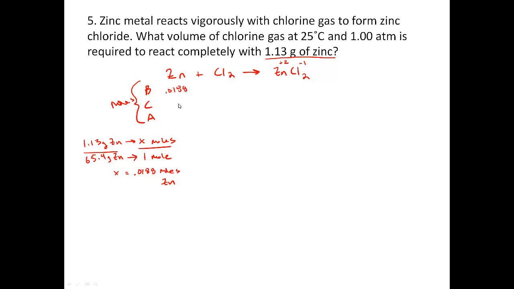Let's go ahead and put that in the BCA chart. Now, if we're going to react zinc completely, we're going to get rid of all of it, because it's going to react to form products. We're going to have nothing left. The question is, how much chlorine do we need to react with that? Well, the ratio is 1 to 1, so we're going to need 0.0188 moles of chlorine. Okay, so that's the key.